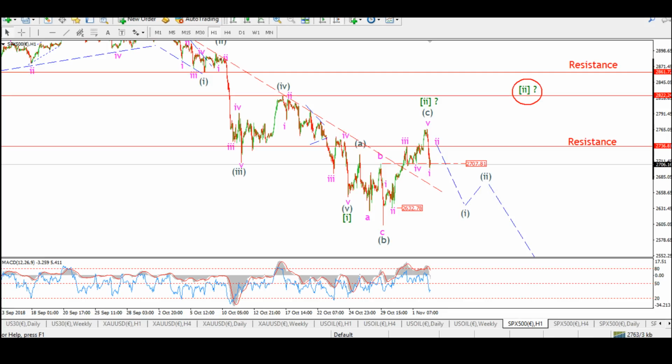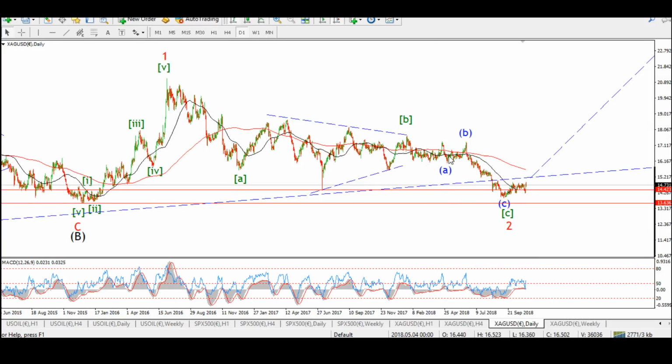Okay, so let's move on to silver. So this is the daily chart in silver. I like the action in gold more than I like the action in silver, but I'm long silver as well, because it's the little brother. It's a pretty damn complex correction. Wave 2. This is wave 1.